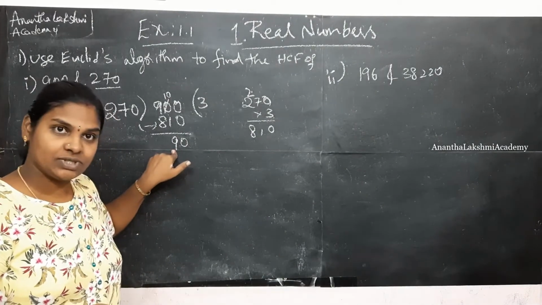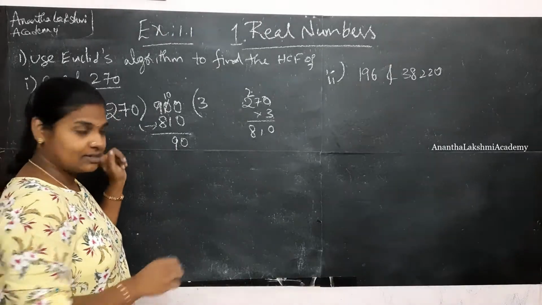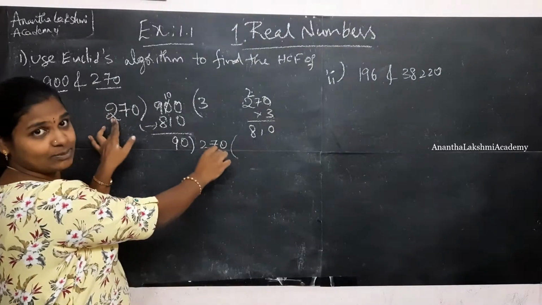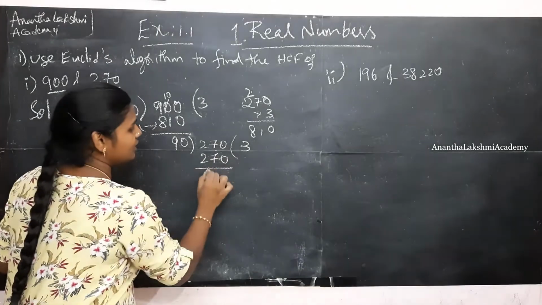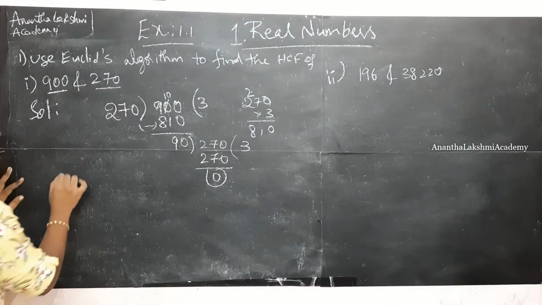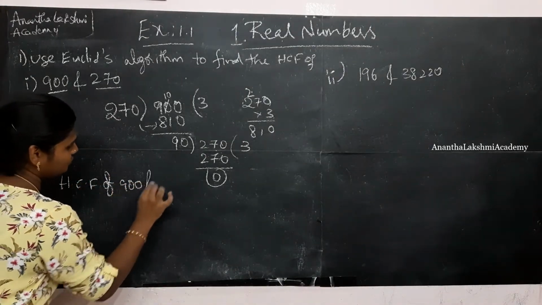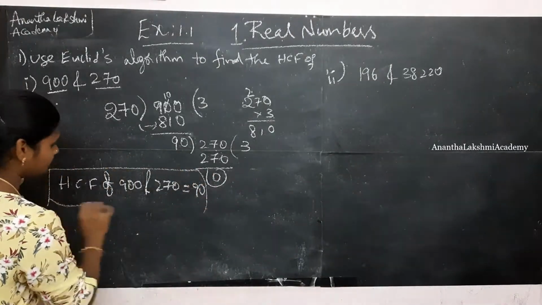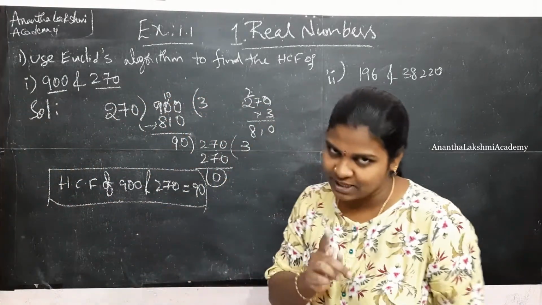Now as per Euclid's division lemma, what are we supposed to do? Use this remainder to divide the divisor. Alright, so I am using 90 to divide this particular divisor. Now 9 threes are 27, right? 270. And hence the remainder is 0. So what is the HCF of 900 and 270? It is nothing but 90. Alright. Always make sure to put the solution into a box because that grabs attention.